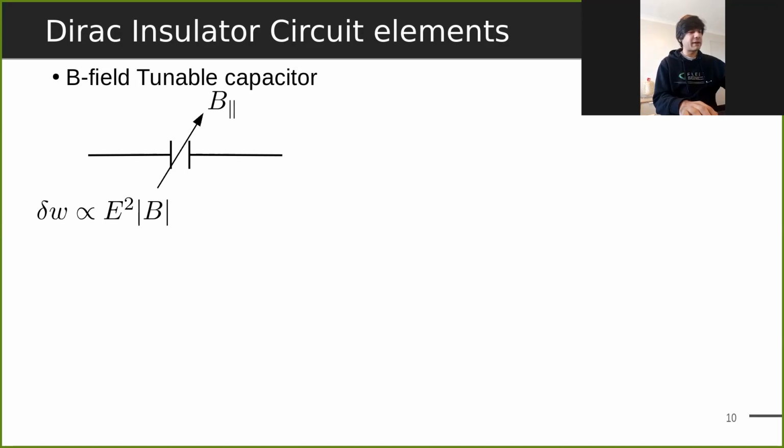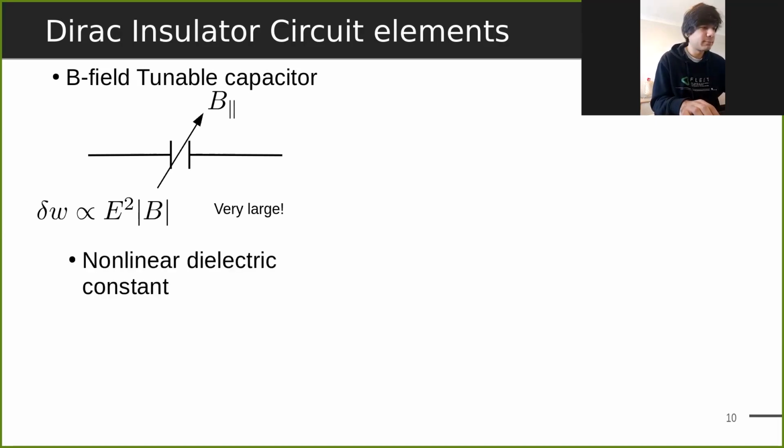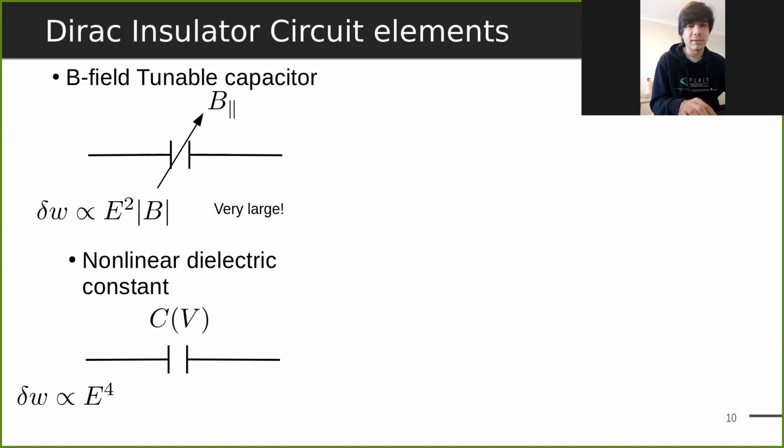This is because of the fact that the energy stored in a Dirac insulator has an E² component which gives you the linear capacitance. But it also has a nonlinear contribution that goes like E² times B. And this effect is extremely large. Similarly, if you try to make a capacitor from a Dirac insulator, you end up having a nonlinear capacitor where the electric field changes the capacitance.